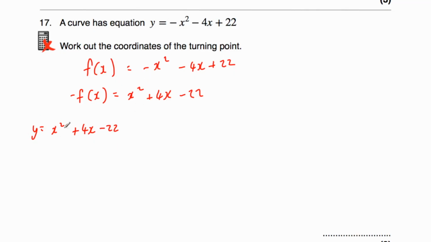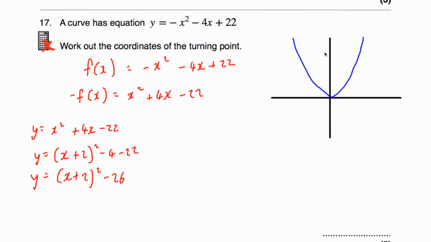So for y equals x squared plus 4x minus 22, that would be y equals, and then do completing the square, (x plus 2) squared, minus 2 squared, which is 4, minus 22. So it'd be y equals (x plus 2) squared, and then minus 4, take away 22 would be minus 26. So that means that if I had y equals x squared, I would translate it 2 squares to the left, and then 26 squares down. So this quadratic would have a turning point here of minus 2, minus 26, because it was translated 2 squares to the left and 26 squares down.